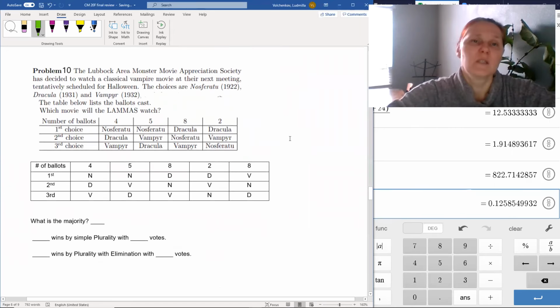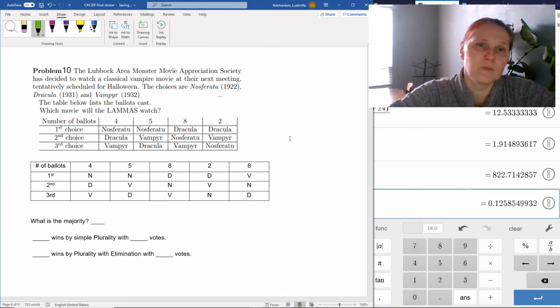The next problem is about voting. So here we have an example from the spring exam. The Lubbock Area Monster Movie Appreciation Society has decided to watch a classical vampire movie at their next meeting, tentatively scheduled for Halloween. The choices are Nosferatu, Dracula, and Vampire. The table below lists the ballots cast, and the question is, which movie will the Lubbock Area Monster Movie Appreciation Society watch? According to the plurality and according to plurality with elimination method.